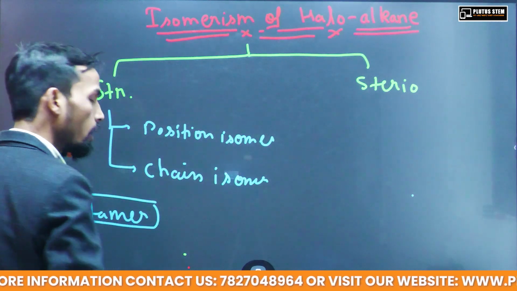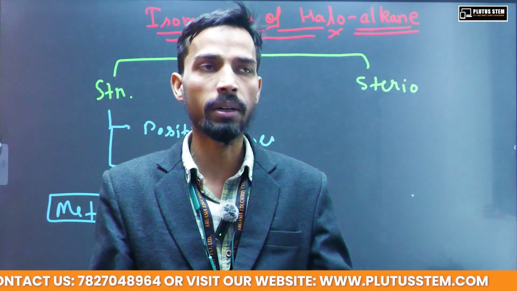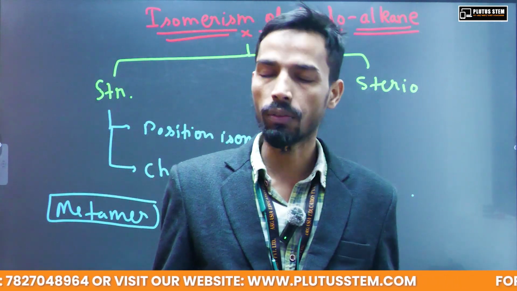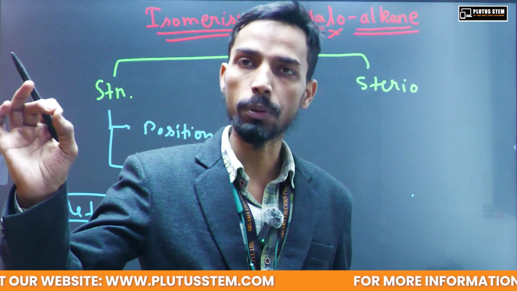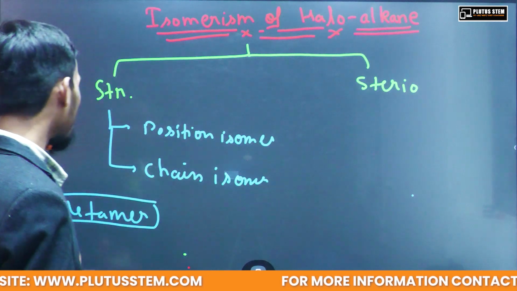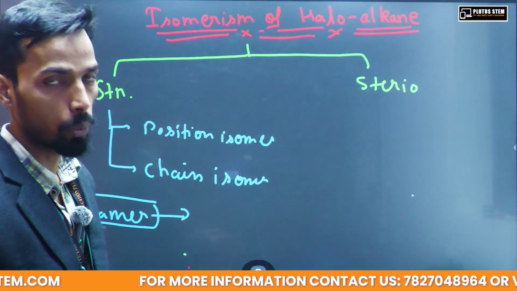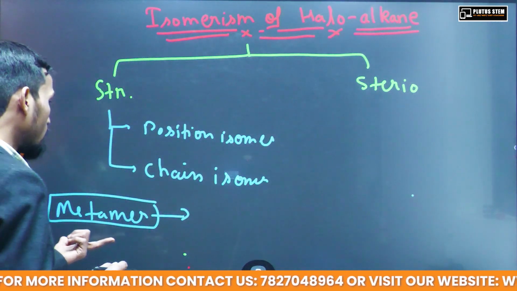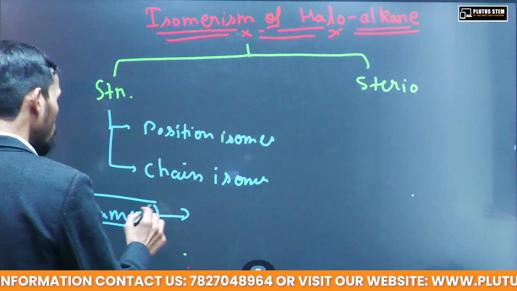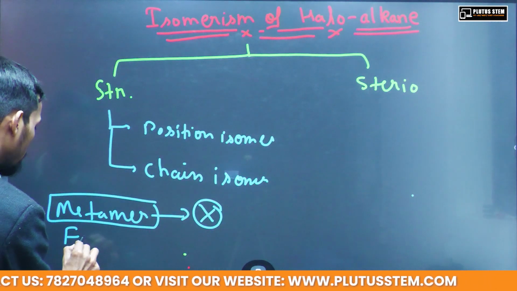because if you are asked to tell about the metamers in a given haloalkane or given alkyl halide, the answer is going to be 0. Why? Because metamers are found in those compounds with functional groups which are divalent, and this is a monovalent functional group. So this will not be shown by this functional group.